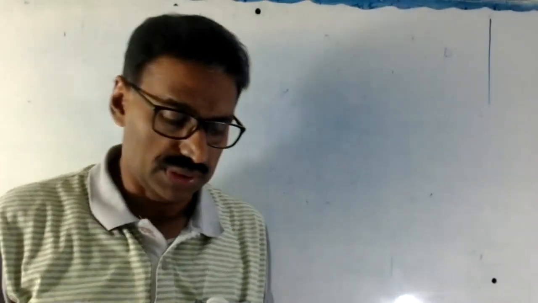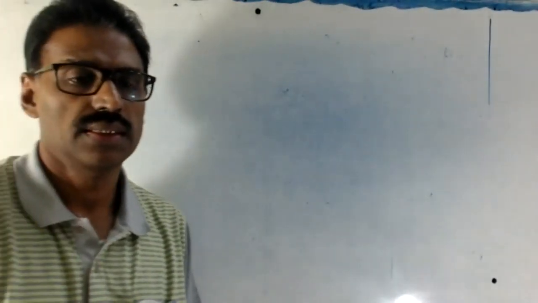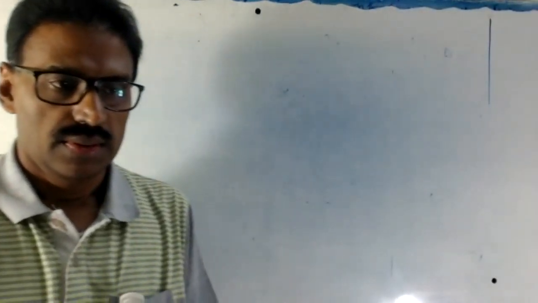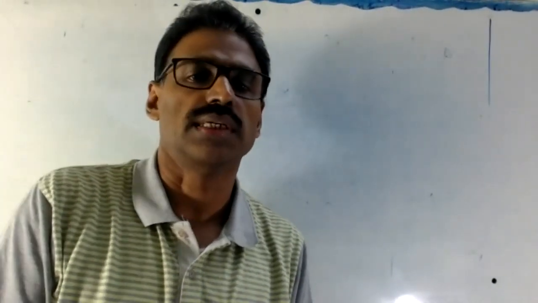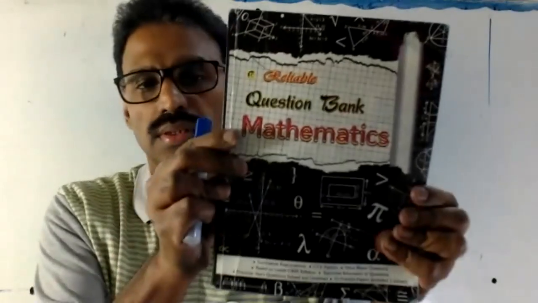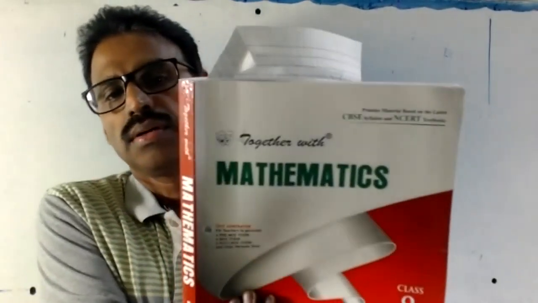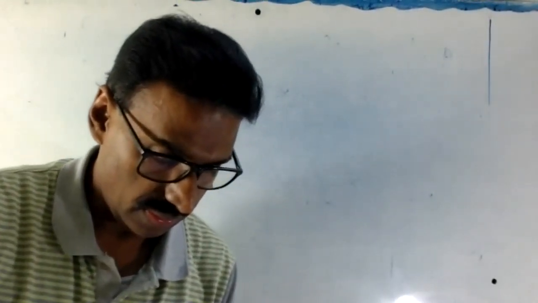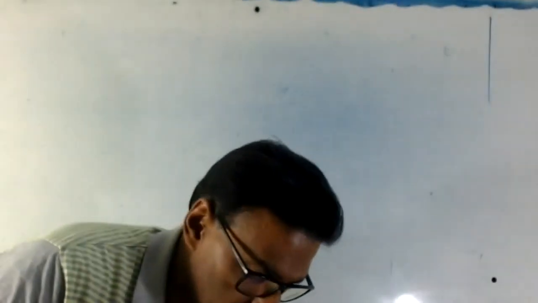That's why we are referring to many books here. Together with the mathematics, there is R.D. Sharma, S. Chand, and another by Manjit Singh. Your school book is the Exemplar, and this is also a good book. This one is a good book, and this one is a good book. I'll show you another one.